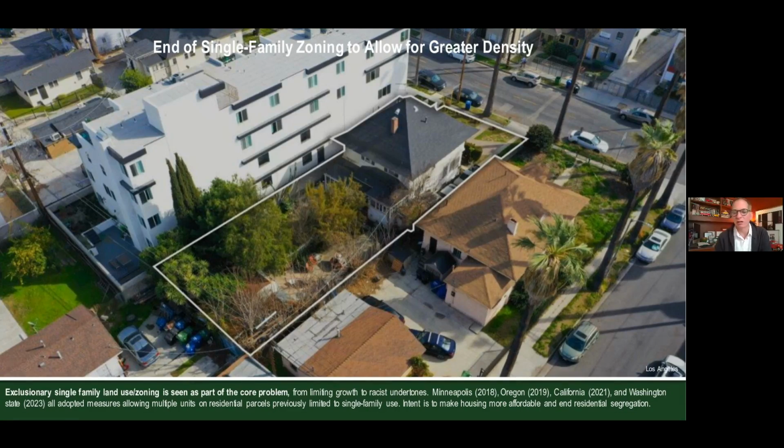And you can look at various states and various cities that have essentially done away with single family land use. There are certainly more than I'm listing here, but in many cases, and certainly in California, every parcel of property can currently allow for more than one housing unit.